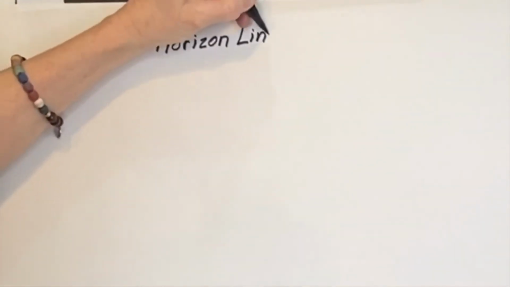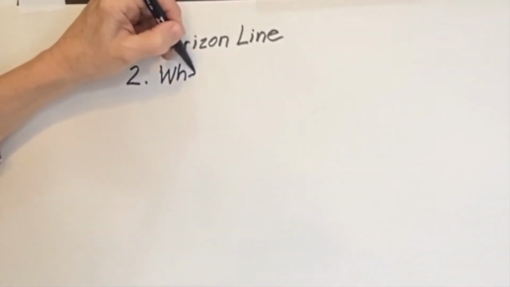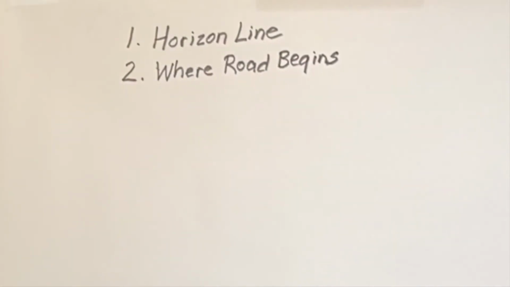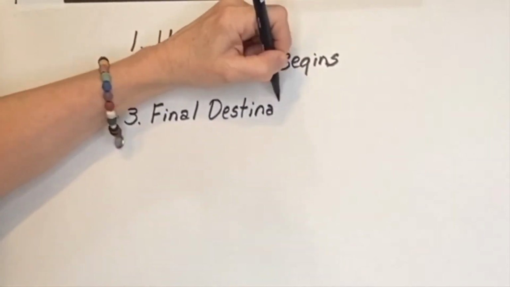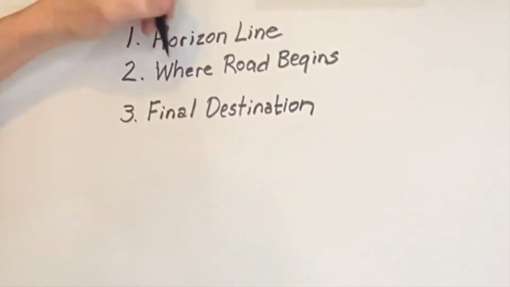Now, very quickly, I'm just writing down the 5 steps. This is kind of like you do in school. You just take the notes, and then when I explain it, it will make more sense. But number 1 is the horizon line. We have to establish that. Number 2, we have to establish where does the road begin. Number 3, we want to know what's the final destination of the road. Where is it going to end?